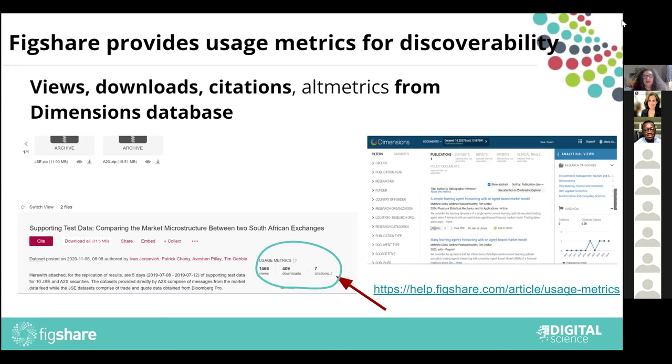So then, if you click on the citation, it will pull the information directly from Dimensions, and you can go into the Dimensions page. This is open access. It doesn't require any account, any subscription, you can just go directly and see what publications have been cited in your paper.